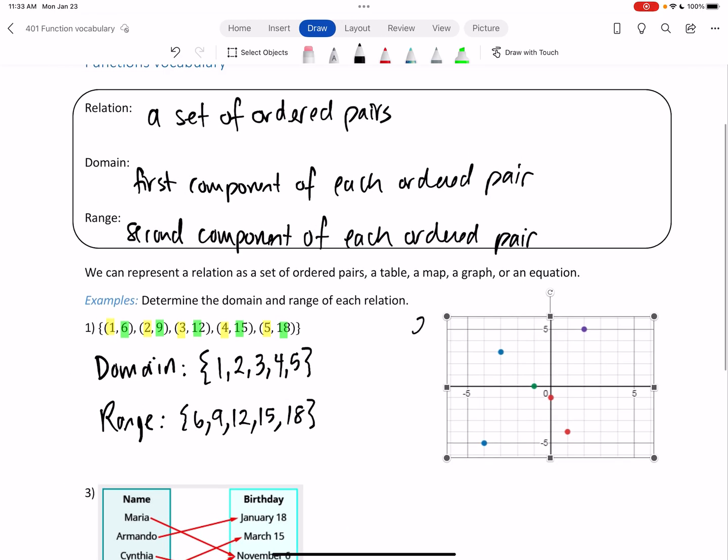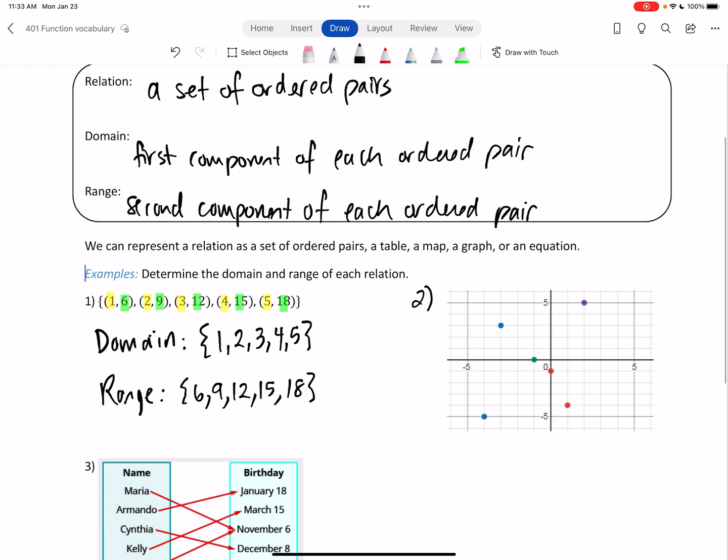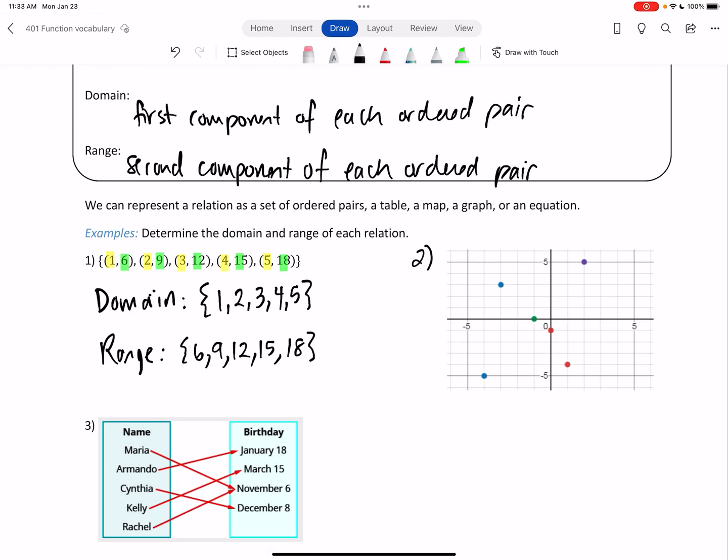Okay, so can we do the same thing if we're looking at a graph? So one way to do this is let's write each of these points on the graph as an ordered pair. So this first point down here in the bottom left is (-4, -5). This second point here is (-3, 3). This green point, the third one here, is (-1, 0). The fourth point, that first red one, is (0, -1). The fifth point is (1, -4). And the sixth point is (2, 5).